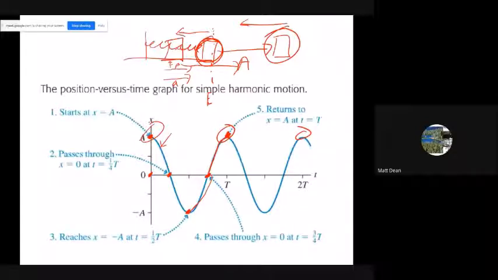Anytime it crosses the x-axis, that's when the box is at the equilibrium position. Anytime it maxes out down here, we might call these minimums and these maximums. Anytime we get to the peaks or the valleys, we're talking about the box being at its maximum amplitude, its maximum displacement.